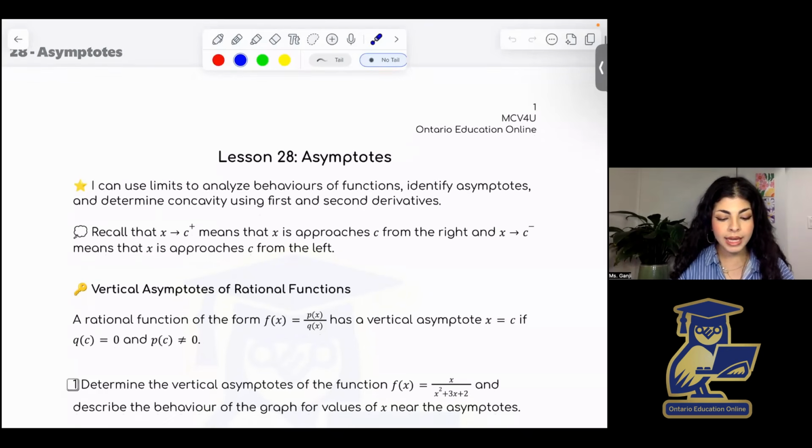So our learning goals today are to be able to use limits to analyze behaviors of functions, identify asymptotes, and determine concavity using first and second derivatives.